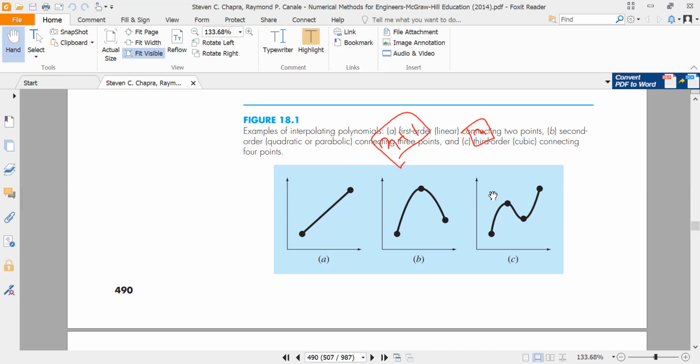Now, if we have 3 points, then the order of the polynomial will be 3 minus 1, so an n minus 1 order polynomial for n points. Then in that polynomial, how do we find the equation? It is actually not that hard. You can use this simple concept to find the equation in this case.